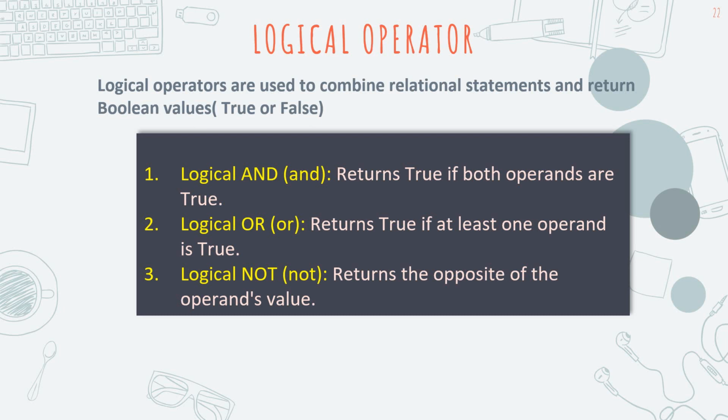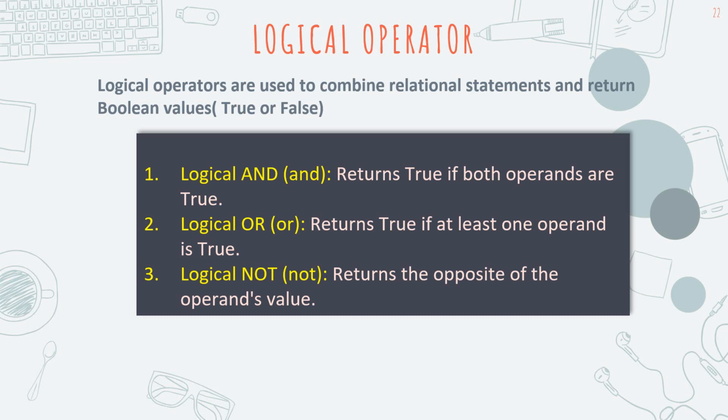Let's say in your code you are using certain relational statements to check some operands if they are true or not. Let's say you want to check two values, one you are storing inside A and one you are storing inside B, and you want to check if the condition for both of them is satisfied or not. So when we have to combine these kinds of statements together in order to get the Boolean values, that is true or false, we use operators such as and, or, and not.